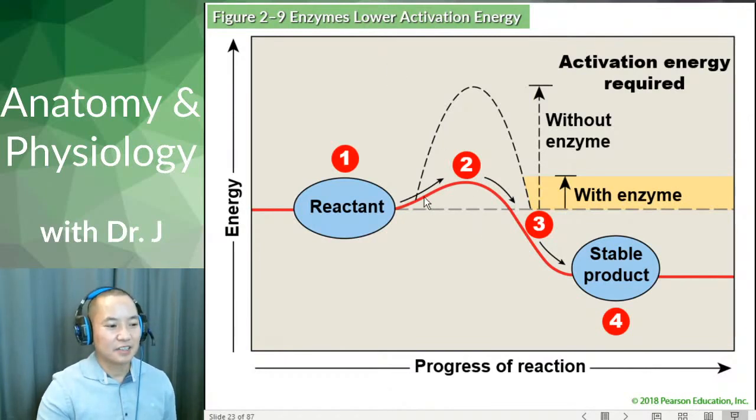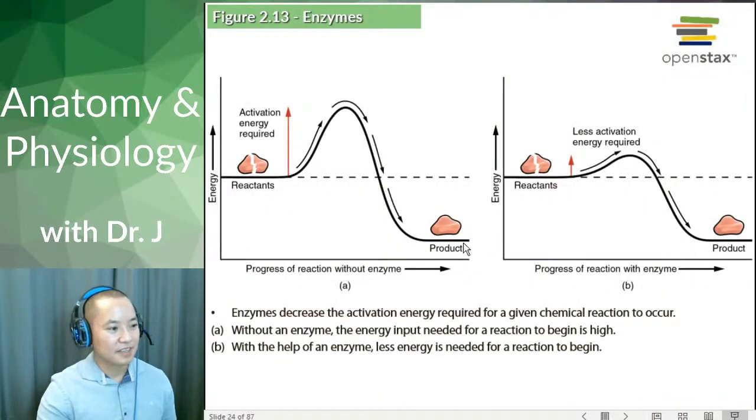So the thing is that you want something that makes it easier so you don't have to jump. If you want a reactant to form a product quickly, you want to make this part a little easier. You want to kind of flatten that hill a bit. And this is the OpenStax version. So notice that, again, the bigger the hill, the more energy it requires.